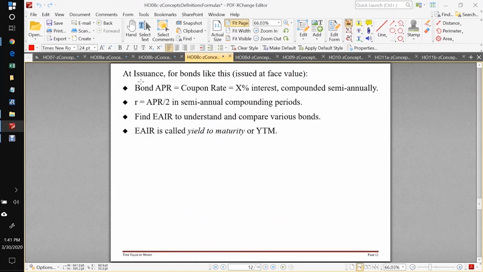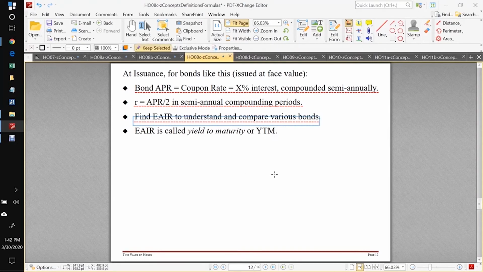Once we've got all that in our pocket, at issuance, we can get the APR for the bond, which is always just going to be the coupon rate. So we describe that coupon rate exactly as we describe any other APR. So it would be X% interest compounded semi-annually. And then we can always get our native R for these bonds by just taking our APR, dividing it by 2, because we have 2 periods per year. And then we can find the EAIR once we have the native R, and that'll help us compare various bonds.